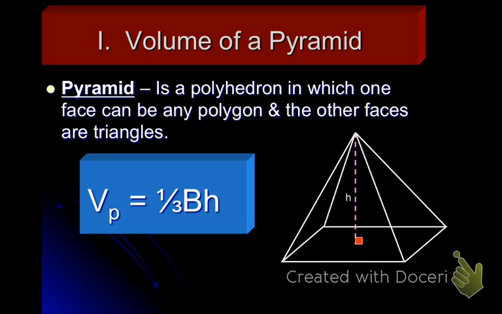So the base of this pyramid is a square or rectangle. You can see that they all meet. There are four faces that are triangles that meet at one vertex at the top.